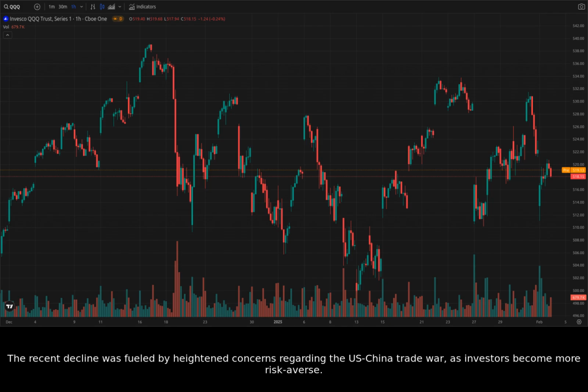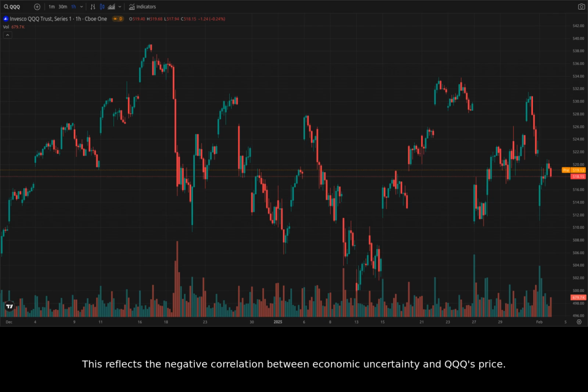The recent decline was fueled by heightened concerns regarding the US-China trade war, as investors become more risk-averse. This reflects the negative correlation between economic uncertainty and QQQ's price.